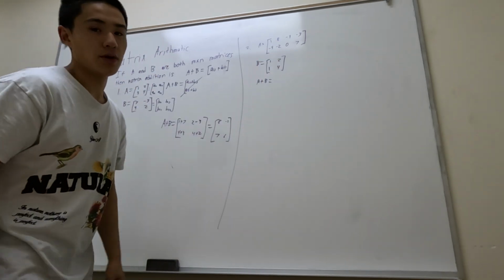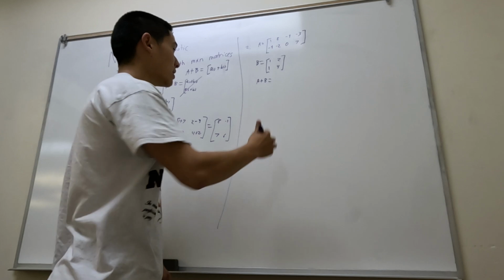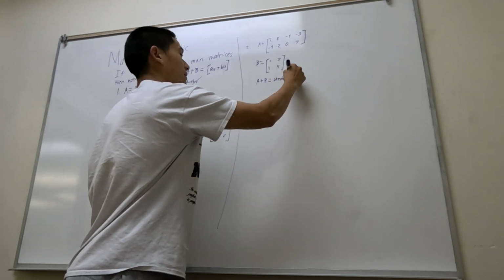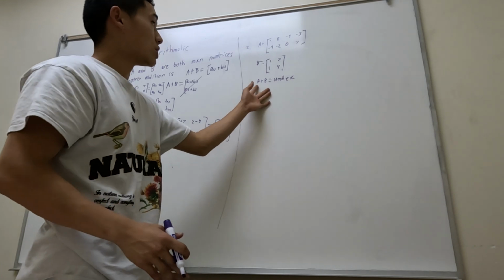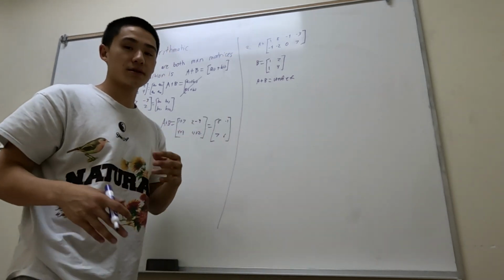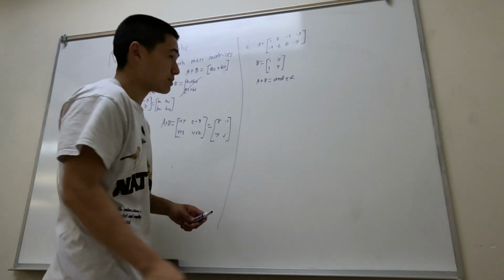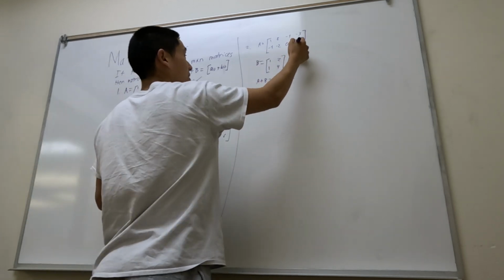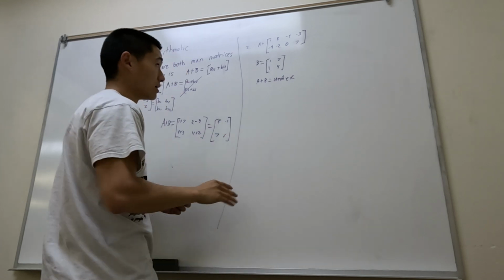For all I know, you don't add these. This can't be done. You say it's undefined. I don't know if this is true or not, so go ahead, comment down below and prove me wrong, but for all I know, you don't do this because these aren't the same dimensions. They're not both m by n.